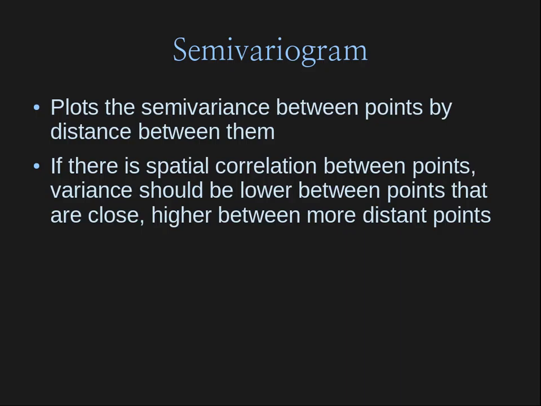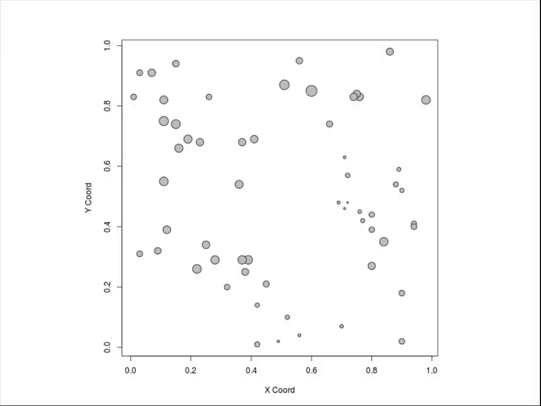Does that make sense? At some point you should reach a level at which the variance does not keep increasing, because there's no relationship. The variance is just whatever the variance can be in that measure. Does that make sense? Okay. So let's take a look at how this looks.